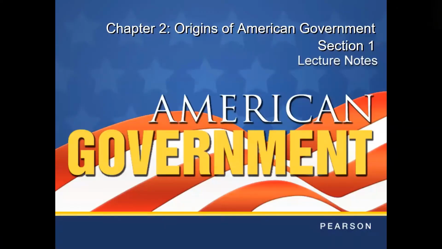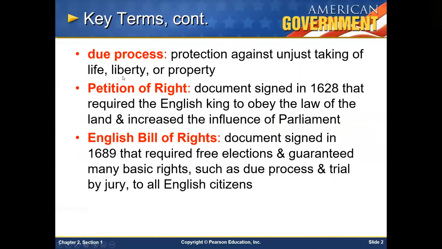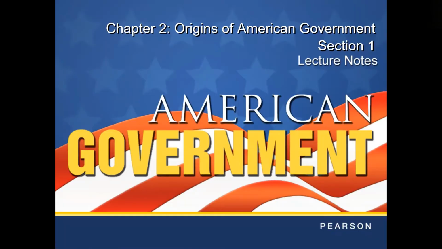This is Chapter 2, Section 1. Chapter 2 as a whole is called Origins of American Government, so it's going to be very much focused on the history and the formation of our government. Section 1 is specifically called Our Political Beginnings. I'm sorry I don't have a slide for that intro, but it is Our Political Beginnings.